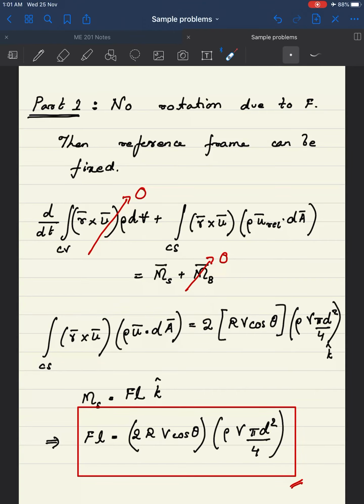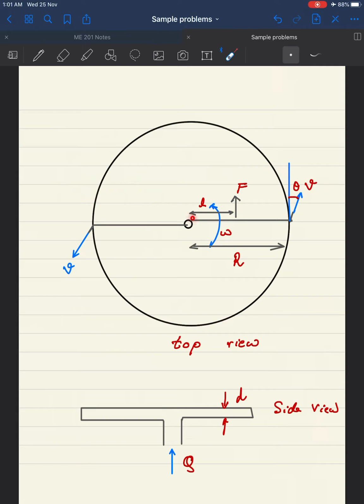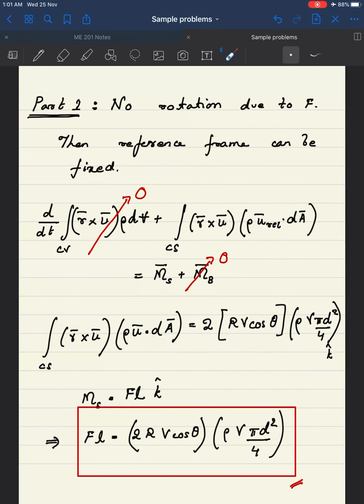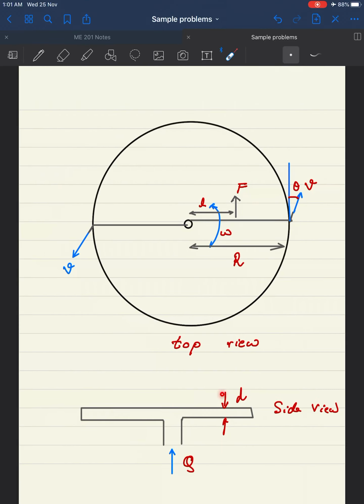This 2 here is because there are 2 arms of the sprinkler. Okay, so I've just given them this a space so that you can see that there are 2 arms of this, and this is the flux coming out, rho v pi d square by 4. As I said, this is d.